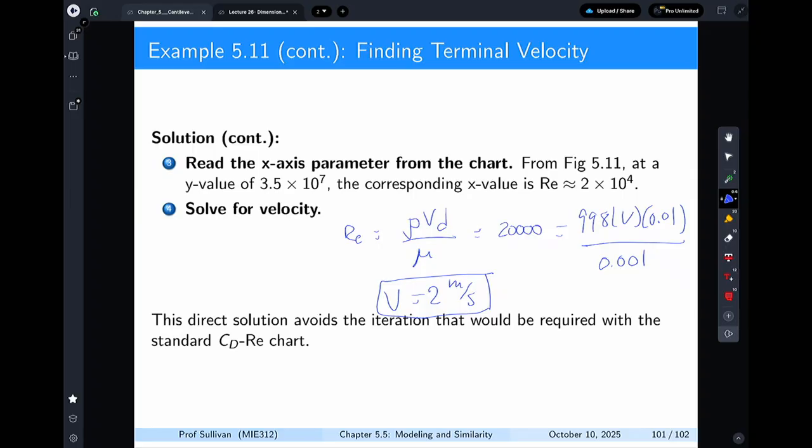If you were to do it with the other chart, you'd need to do iteration. You have to go back, check your result, see if it makes sense, go back, check your result again. And we're going to do iterative approaches in the next chapter when we start to look at the Moody diagram and also an alternative, which is the Haaland equation for that.